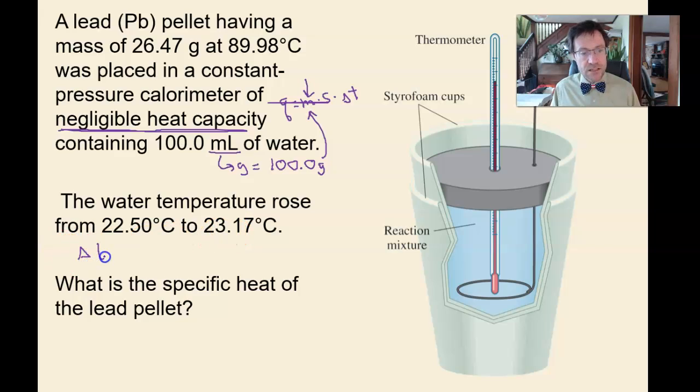Let's figure out our delta T right now, just because I don't really want to do it again later. Final minus initial. 0.67.